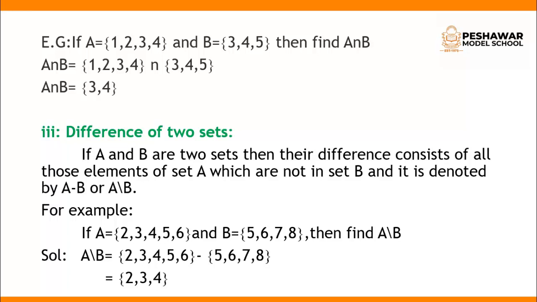Which elements remain in set A? 2, 3 and 4. So the answer of A difference B is {2, 3, 4}. We have to ignore the elements which are left in set B. 7 and 8 are left in set B, so we have to ignore these two elements.